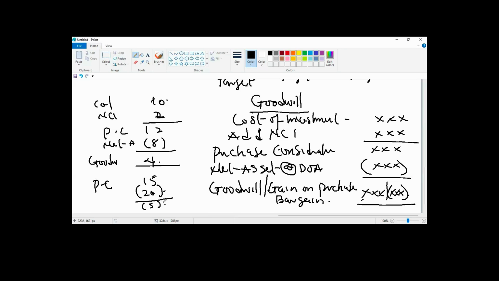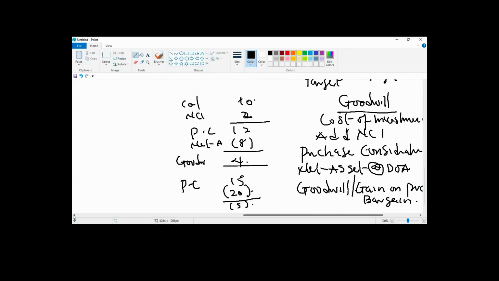So what makes it to be goodwill or purchase consideration is a function of two things: the net assets and the purchase consideration. Now, let's take that. To some extent, you have no cost of investment. At least you have the knowledge of what is cost of investment. Then NCI. Who is NCI? Don't forget last week, I said the share that is not acquired.